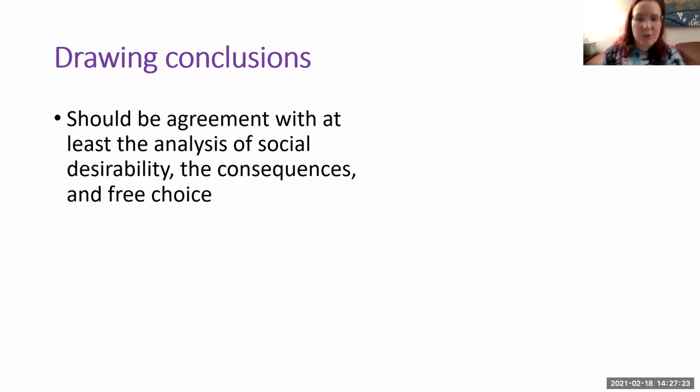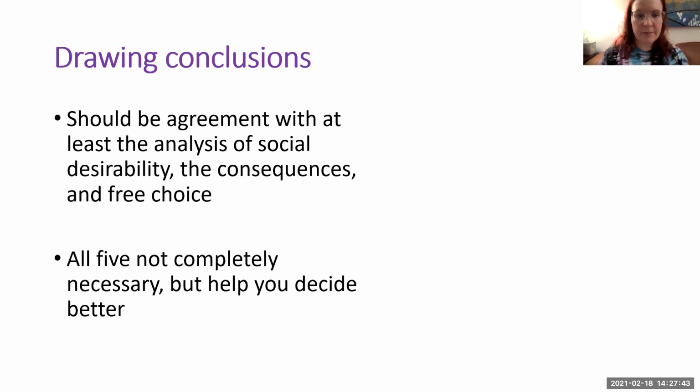Now, when we're drawing conclusions, we don't need all 5 factors to point in the same direction, but we should be able to see social desirability, consequences, and free choice, the first 3 factors, pointing in the same direction to help us be more confident in our conclusion. So all 5 aren't necessary, but the more information you have, the more it helps you decide.